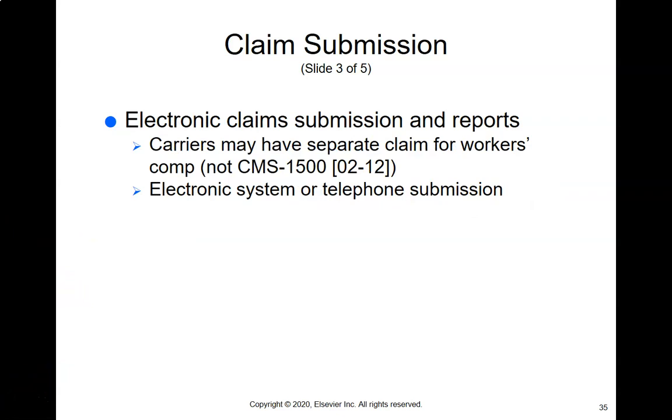The electronic claim submission and reports. Electronically submitted workers' compensation claims and data must comply with state insurance regulations. Carriers may have separate claim forms for workers' comp, not the CMS 1500, and separate electronic systems or telephone submissions.